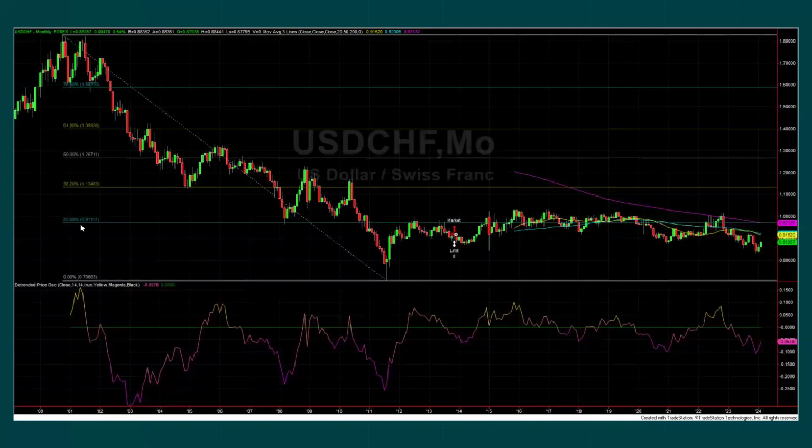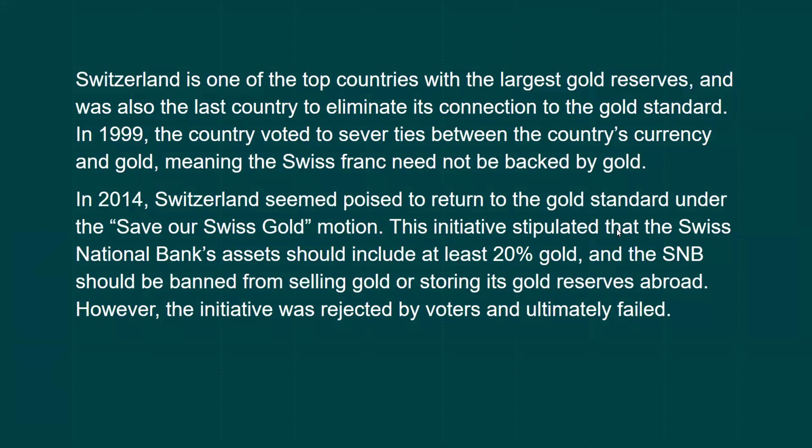You see that 23.8% Fibonacci has become the line in the sand, and the 200-month moving average. So obviously the dollar has been weak but very stable against the Swiss franc. When you think about Switzerland, you think, okay, they had the largest gold reserves, they were the safe haven. But what happened, like anything else, is they decided to get off the gold standard. Remember, the Swiss franc and gold always went hand in hand.